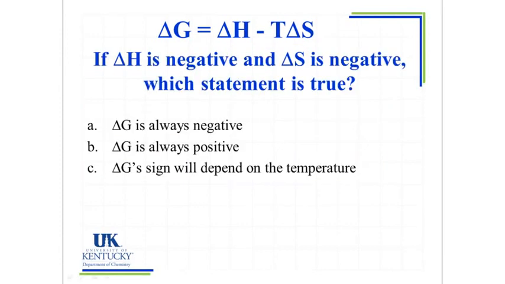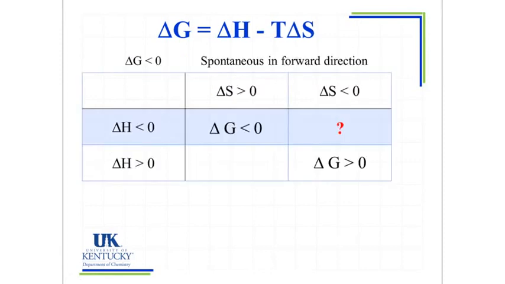So we have our equation, delta G equals delta H minus T delta S. If delta H is negative and delta S is negative, which statement is true? We know the sign of delta G will depend on the temperature for delta H and delta S both less than 0. The question becomes, when will it be positive and when will it be negative?